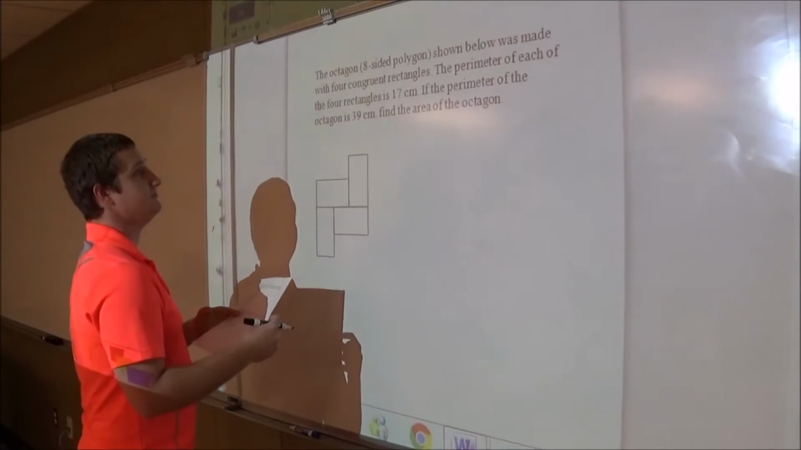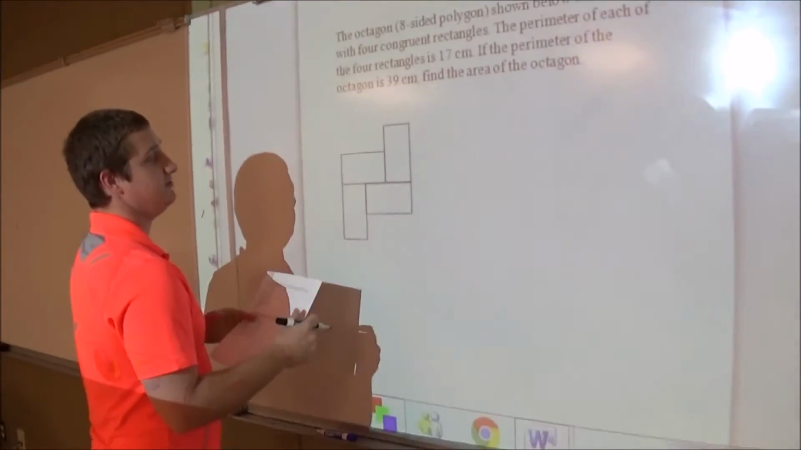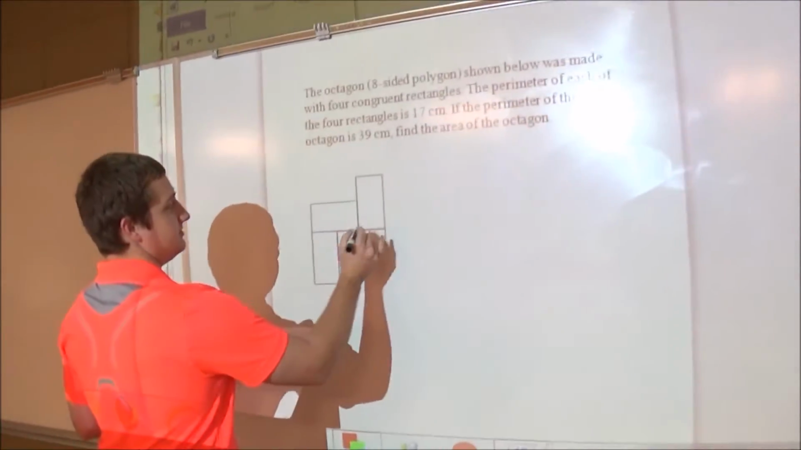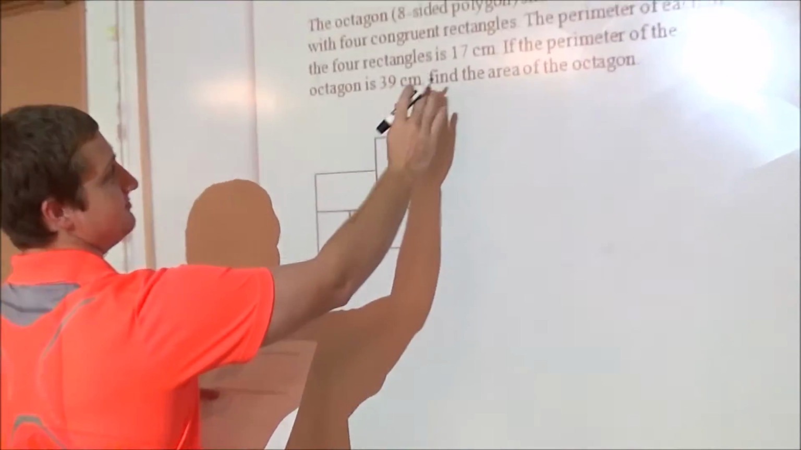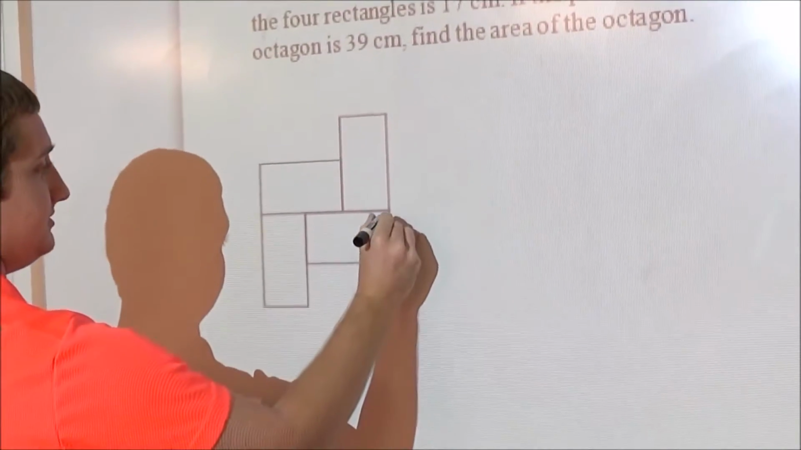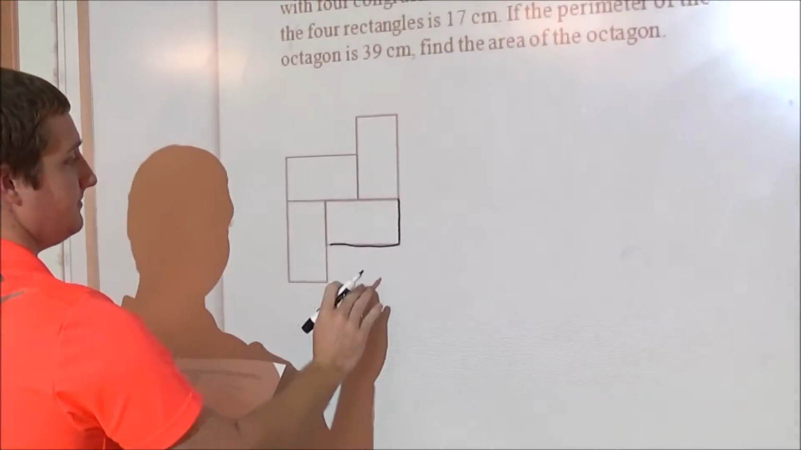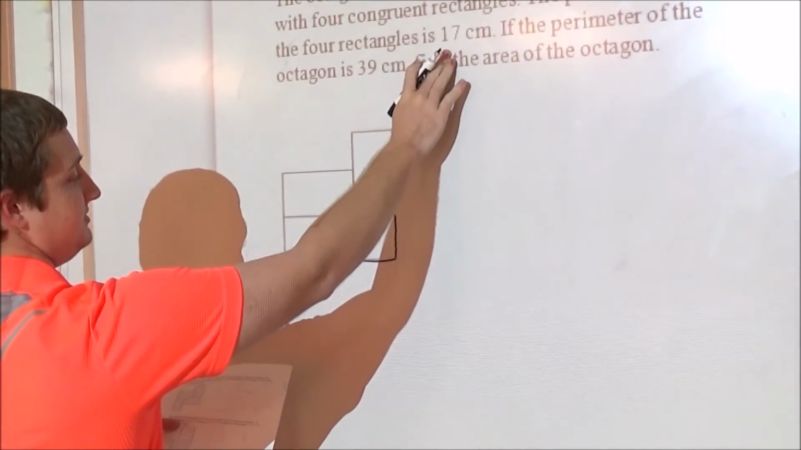So for our problem, we want to know the area of the entire shape. We're given a few numbers, the perimeter of the whole shape and the perimeter of the rectangle. One thing I see here is for a small rectangle, we know that the total perimeter is 17.